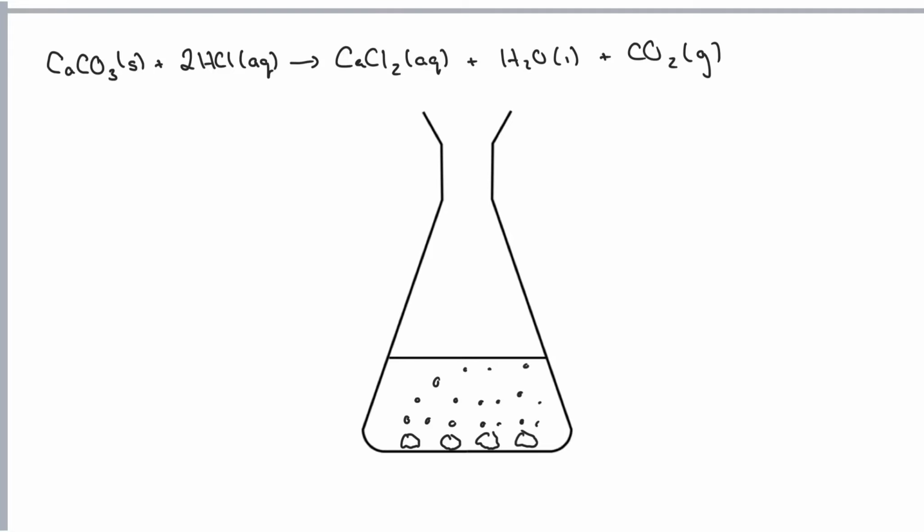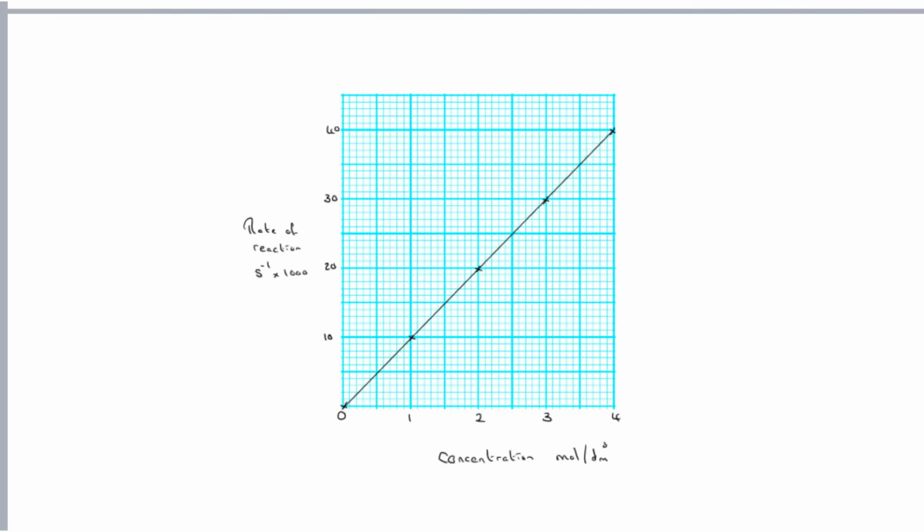Now, to convert a time to a rate, remember you do the following. You do number 1 divided by the time in seconds, and you could multiply that by 1,000. That just makes the numbers on your graph a lot easier to plot. Now, you would probably end up with a graph that looks like this. So we've got concentration on the x-axis and we've got rate of reaction on the y-axis. Note the units of rate of reaction are seconds to the power of -1 multiplied by 1,000.